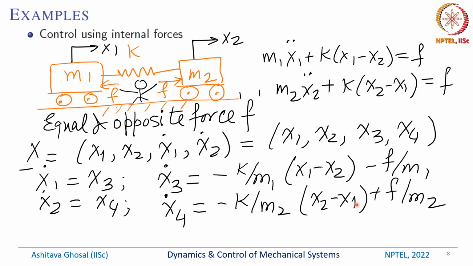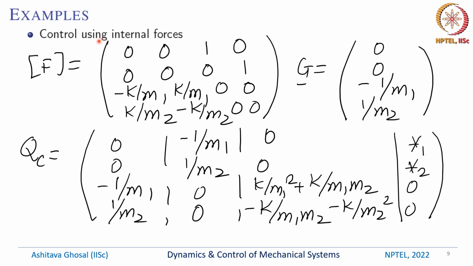So this is very straightforward. Anybody can sit down and write the equations of motion of two masses connected by a spring and some forces F, one acting to the left and one acting to the right for these two masses. So we can rewrite in the state space form. We have x dot equals Fx plus Gu. F will be this 4 by 4 matrix.